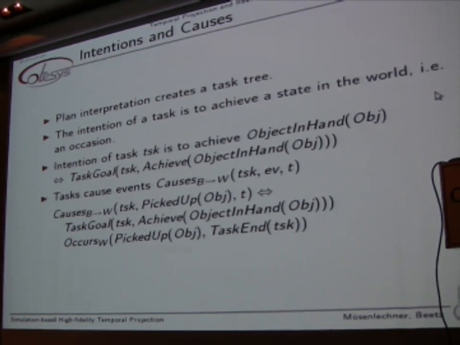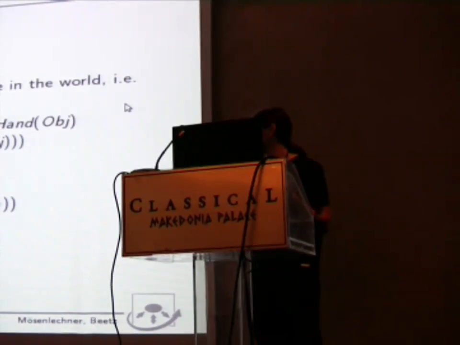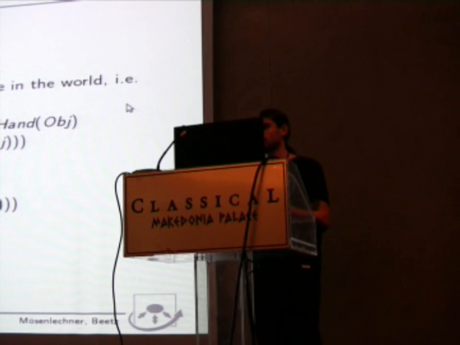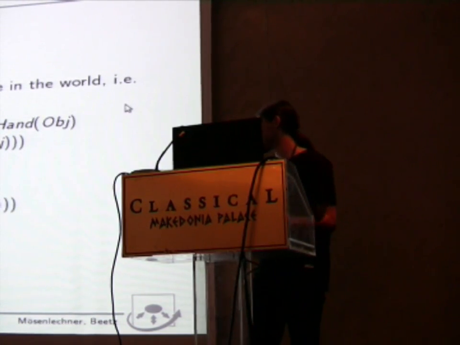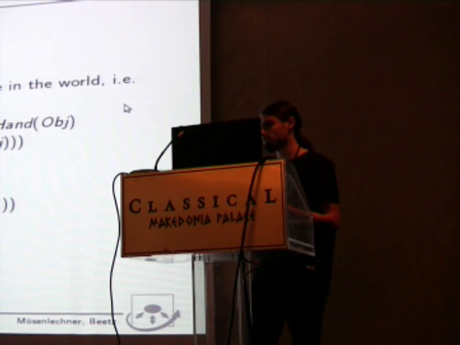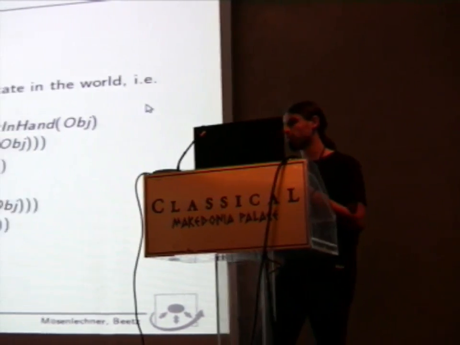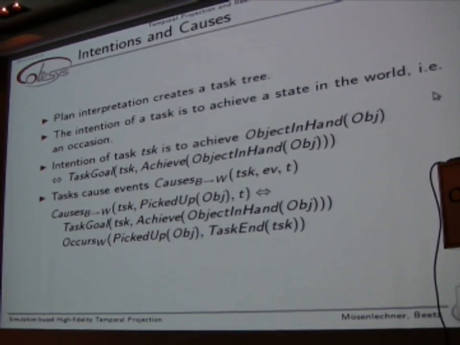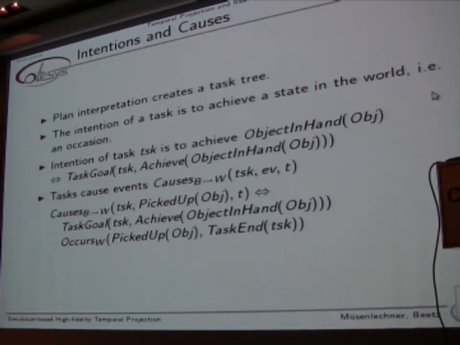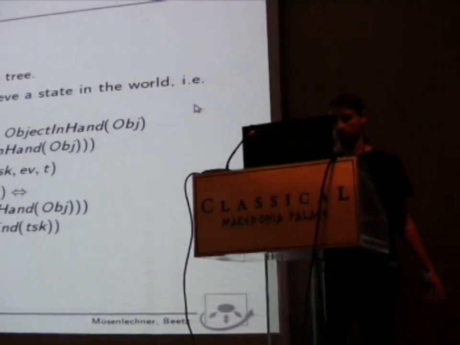So, finally we have the causing relation. We have to define, at least for the lowest level of our task hierarchy, the effects, the events that are caused by these tasks. So this is basically a definition that an object-in-hand achievement, which means basically to grasp an object and have the object in the hand, causes a picked up event. So this means at the end of this task, the picked up event occurs.